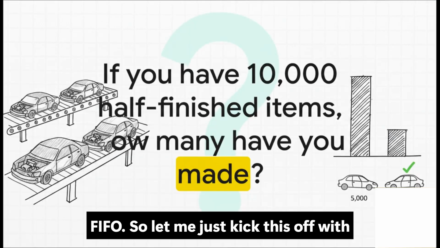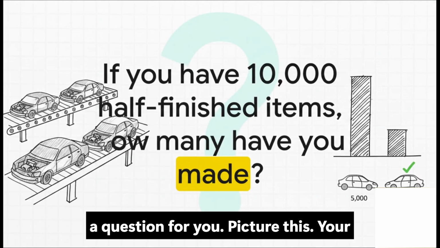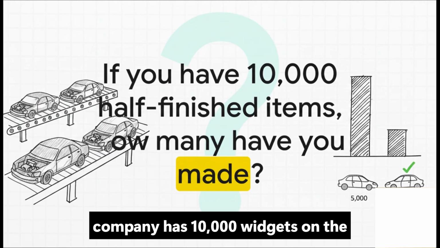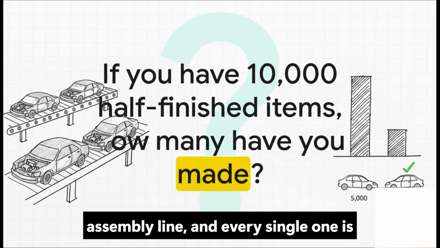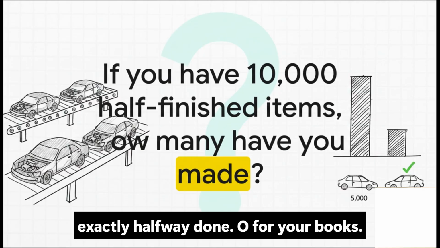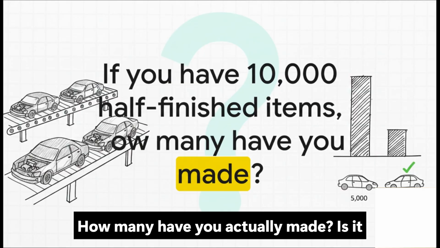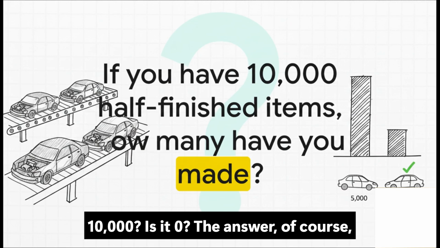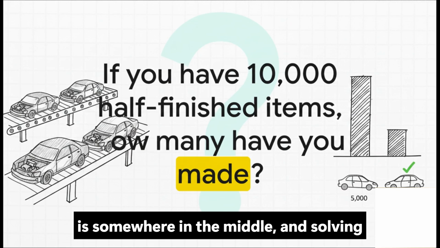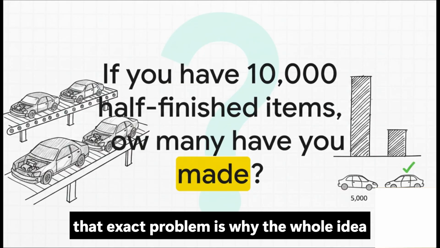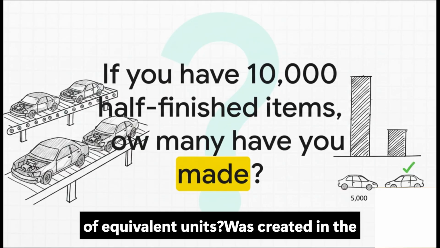So let me just kick this off with a question for you. Picture this. Your company has 10,000 widgets on the assembly line, and every single one is exactly halfway done. So for your books, how many have you actually made? Is it 10,000? Is it 0? The answer, of course, is somewhere in the middle. And solving that exact problem is why the whole idea of equivalent units was created in the first place.